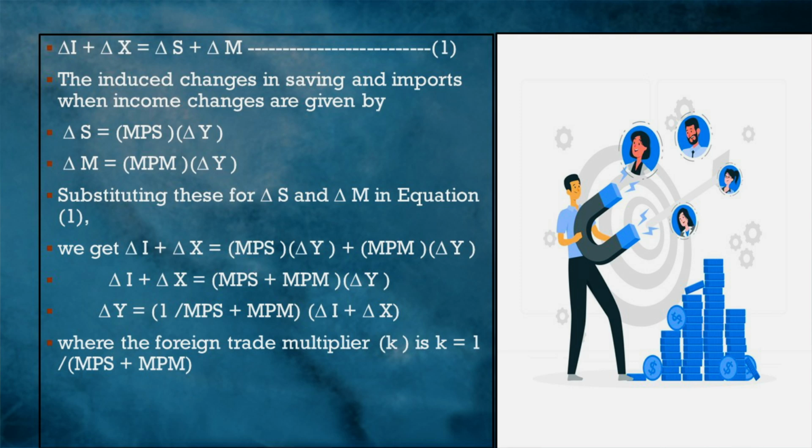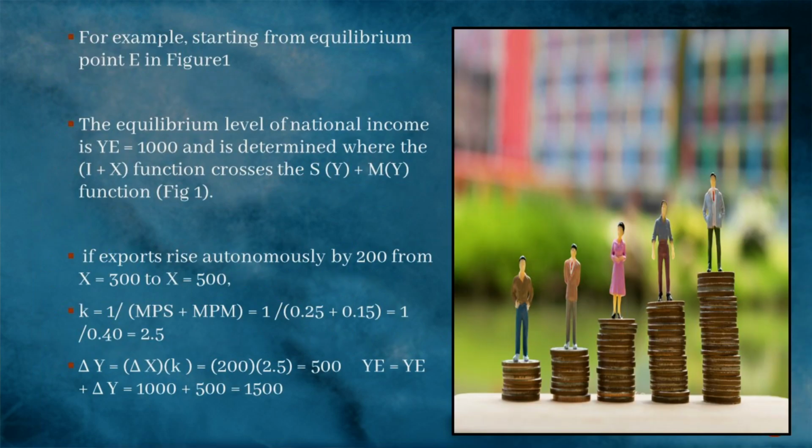So the equilibrium of national income, if you recall, was initially 1,000 rupees. And now we have a rise in export by 200 rupees. So X increases from 300 to 500, a 200 rupee increase in export. And so, like the Keynesian multiplier, this foreign trade multiplier is 1 by MPS plus MPM.